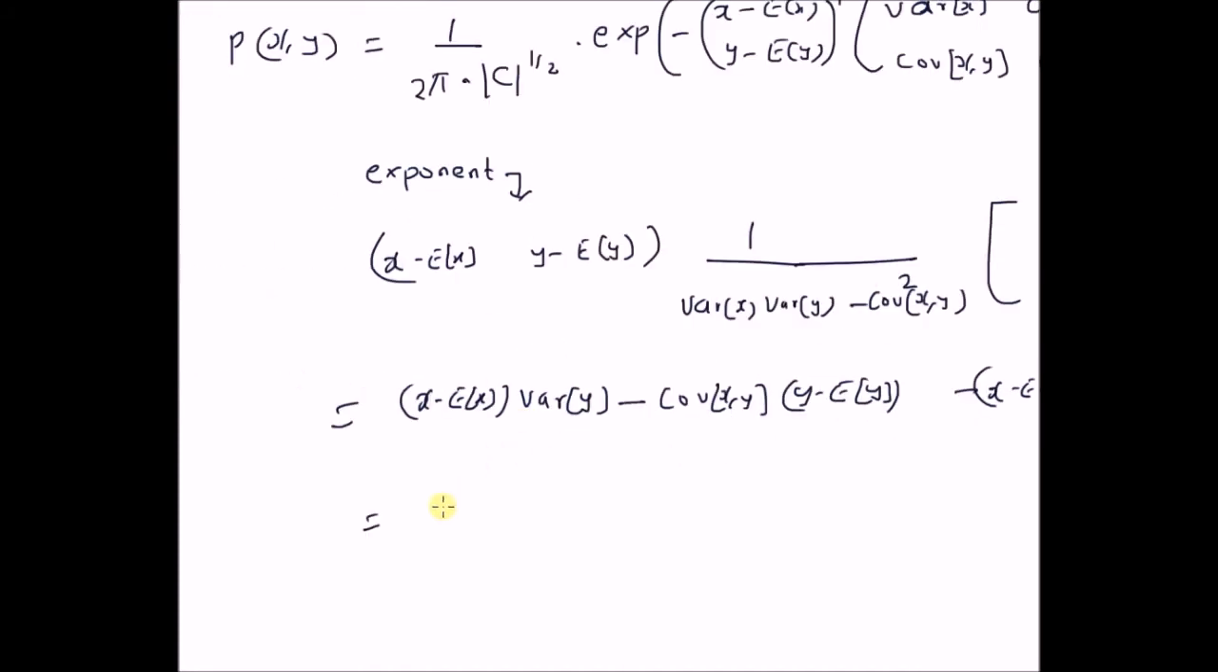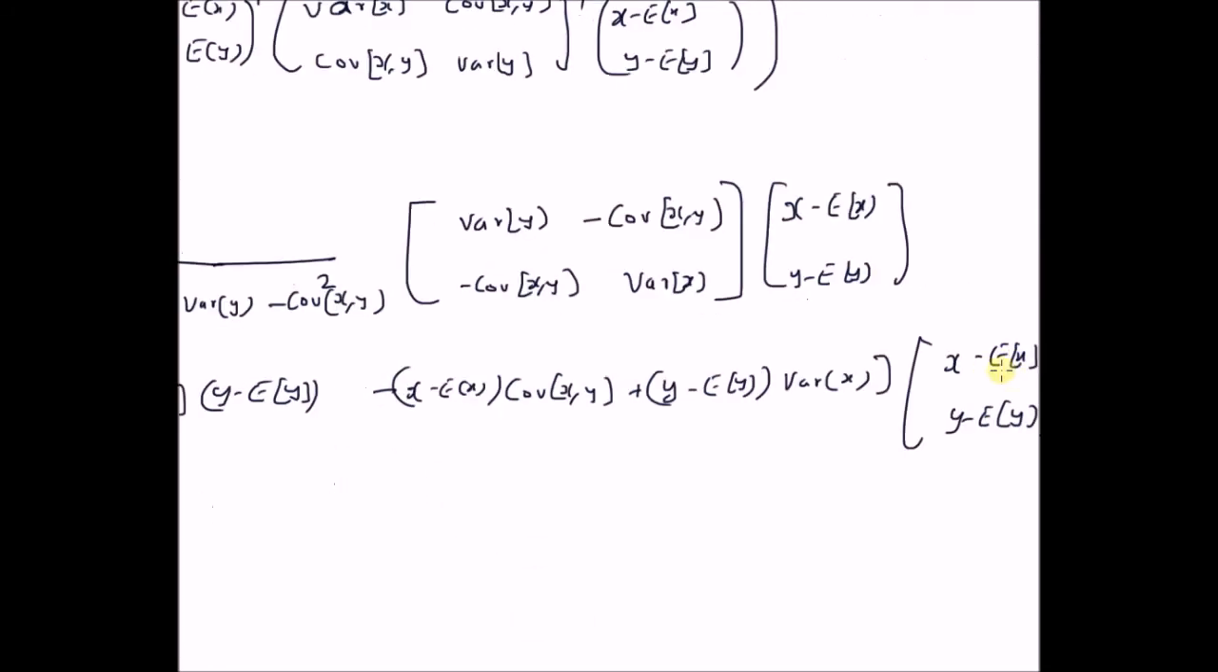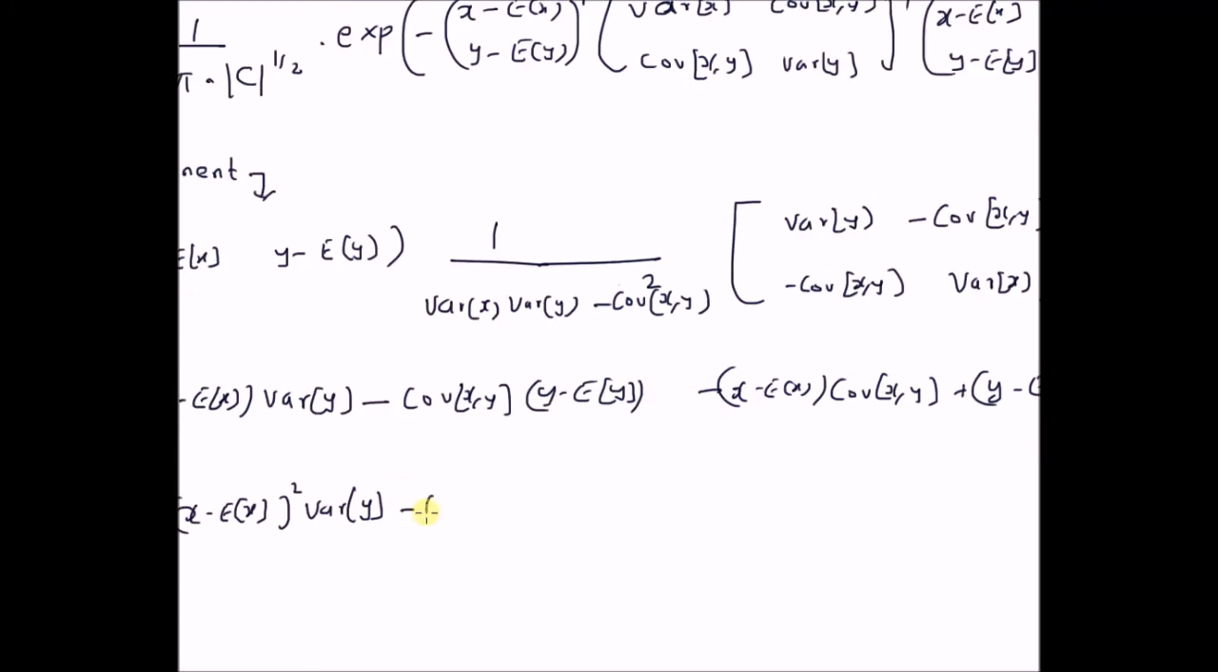Upon further simplification, we have x minus expectation of x whole square multiplied by variance of y. That is the product of this term and this term. And then we have covariance of x comma y multiplied by y minus expectation of y multiplied by x minus expectation of x.